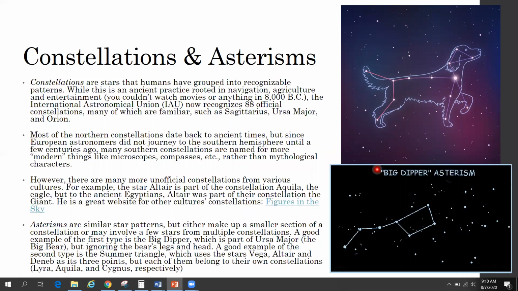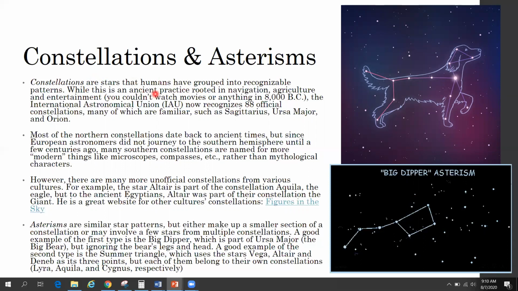But constellation, and I don't really have this typed out here, but the word constellation literally means stars together. CON is a root or a prefix meaning together, and then stel is another root meaning star, kind of like astro also does. But what they are, constellations are stars that humans have grouped into recognizable patterns.